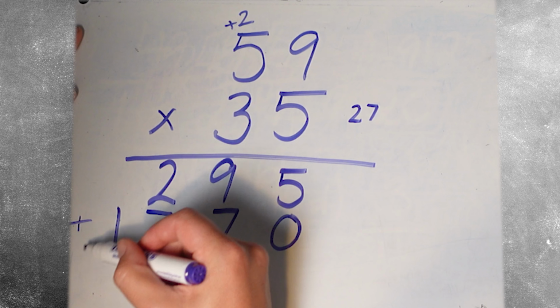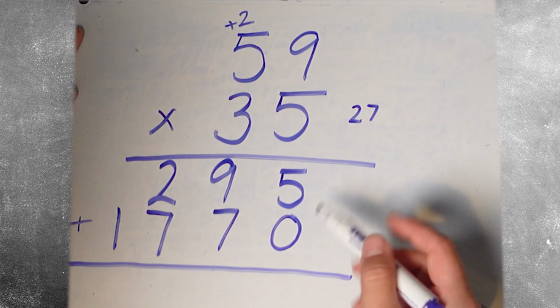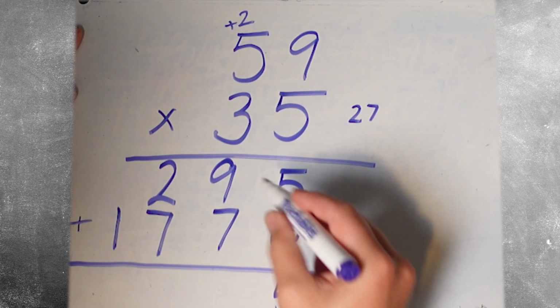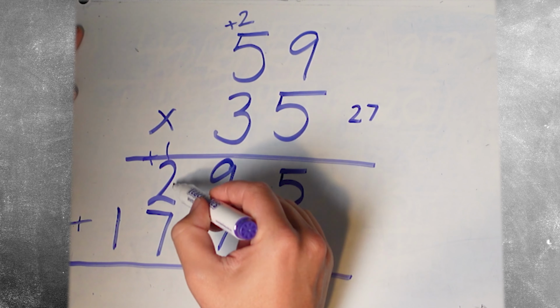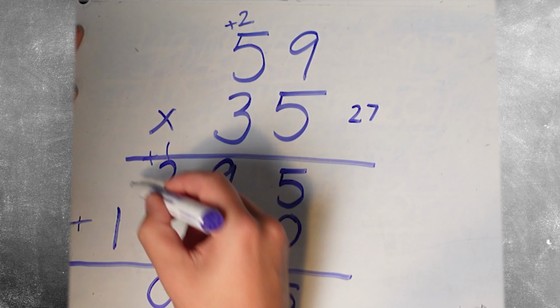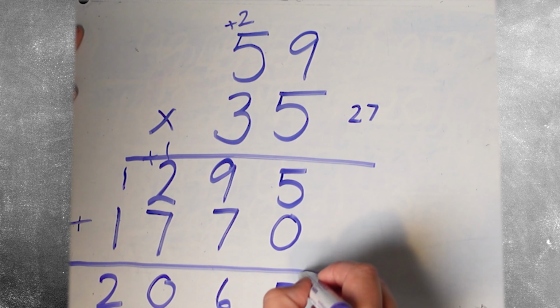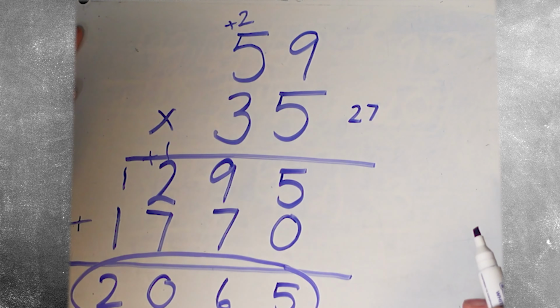Now we're ready to plus these together. 5 plus 0 is 5, 9 plus 7 is 16, 3, 7 is 10, 20. There we go. I hope you got that answer.